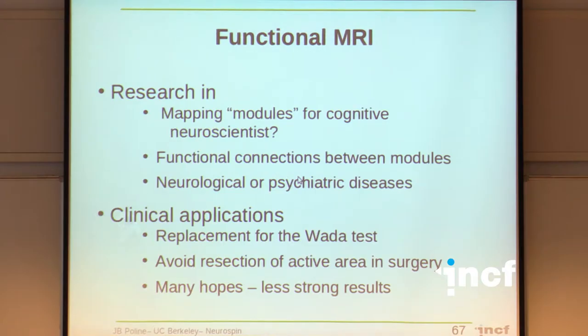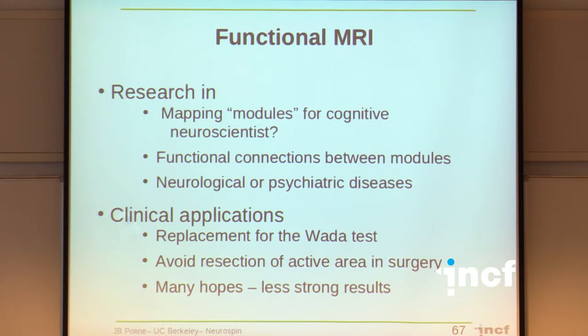All right, so let me talk a bit about functional MRI. As I told you, functional MRI is basically looking at the activity of the brain, but at the physiological level of the blood response, because this is what we can measure. So what is the research in functional MRI? First of all, people are interested in mapping which brain regions are doing what cognitive function.